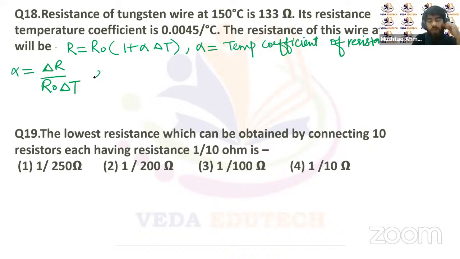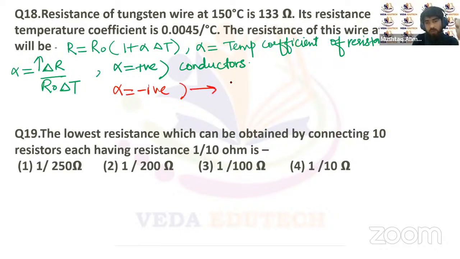So for conductors, the resistance increases upon increasing the temperature. If resistance increases, it means that delta R will be positive. If delta R is positive, the temperature coefficient will be positive for conductors. It's a very important point: alpha will be positive for conductors, but the same alpha will be negative for semiconductors. It means for semiconductors, the resistance actually decreases upon increasing the temperature.